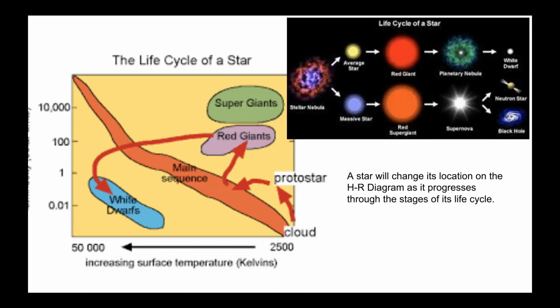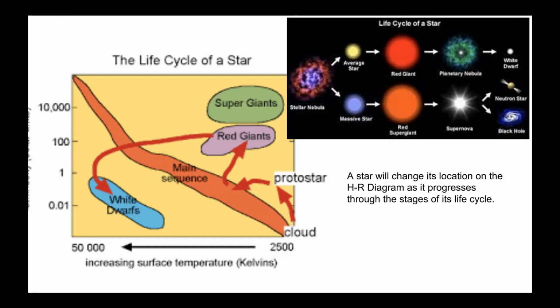So stars have a life cycle depending on how much mass is in the initial star formation stage. The protostar, if it's some average size, it'll come up here to our sun, and then our red giant, then a planetary nebula, and then the white dwarf.